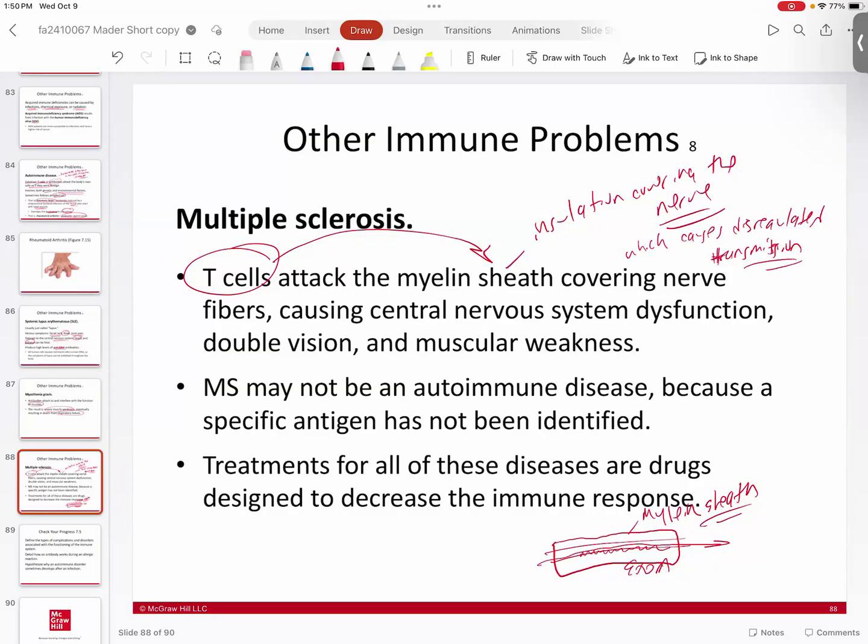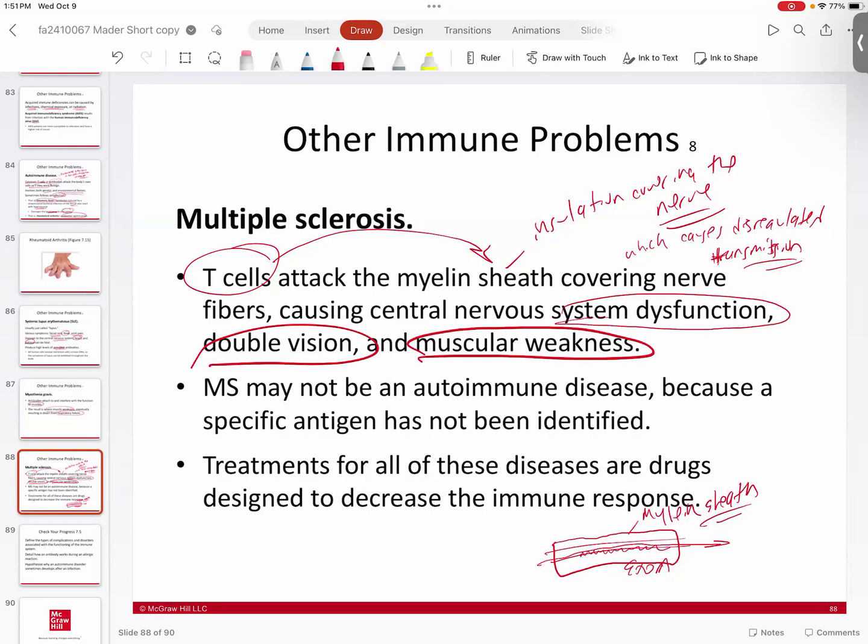So uncoordinated transmission, pretty much anything that touches that axon anywhere along its length can fire off a signal. It's not going in a particular direction or to a particular target anymore. It's just kind of randomly scattered all over the place. So this will create a lot of neural dysfunction and basically the dysregulation of your senses. For instance, double vision, because it's not communicating properly in your optic nerve. And of course, muscular weakness, because it's not communicating properly to your muscles to contract. Oftentimes, MS can be autoimmune, but it doesn't have to be.